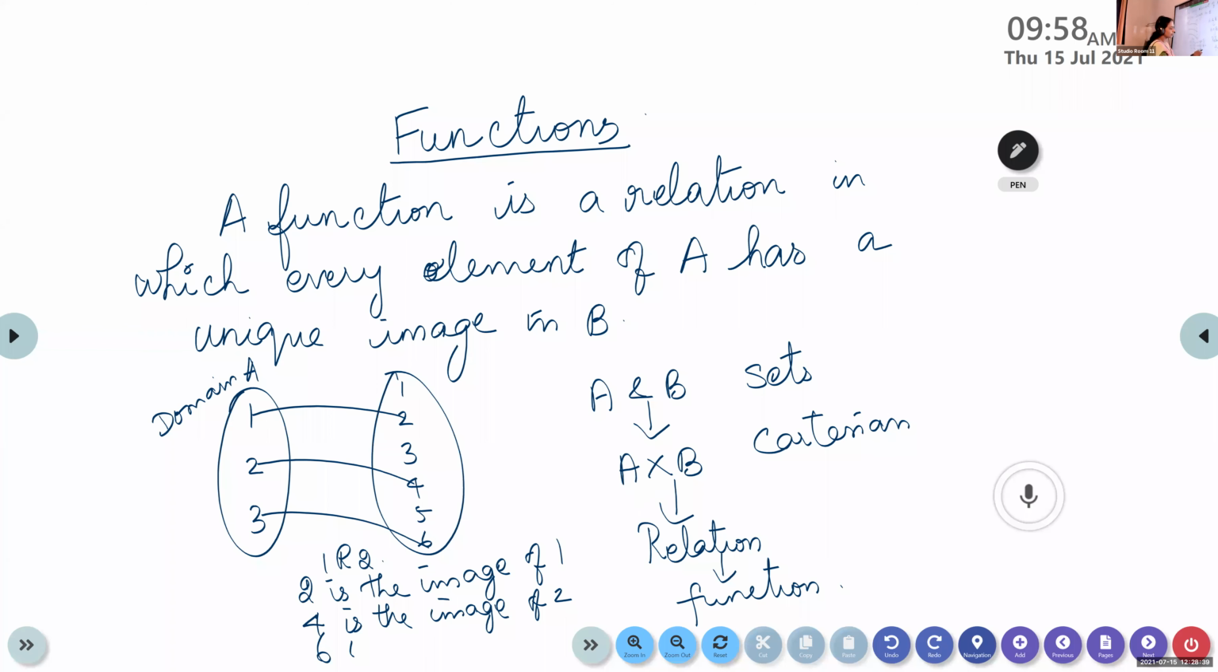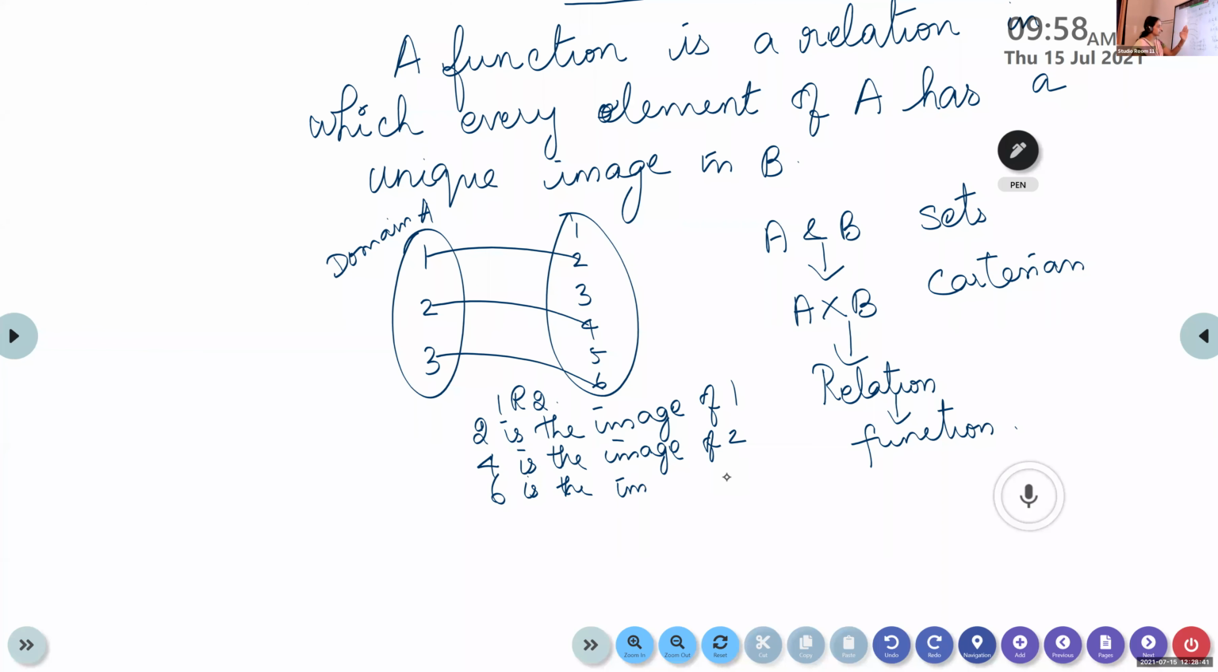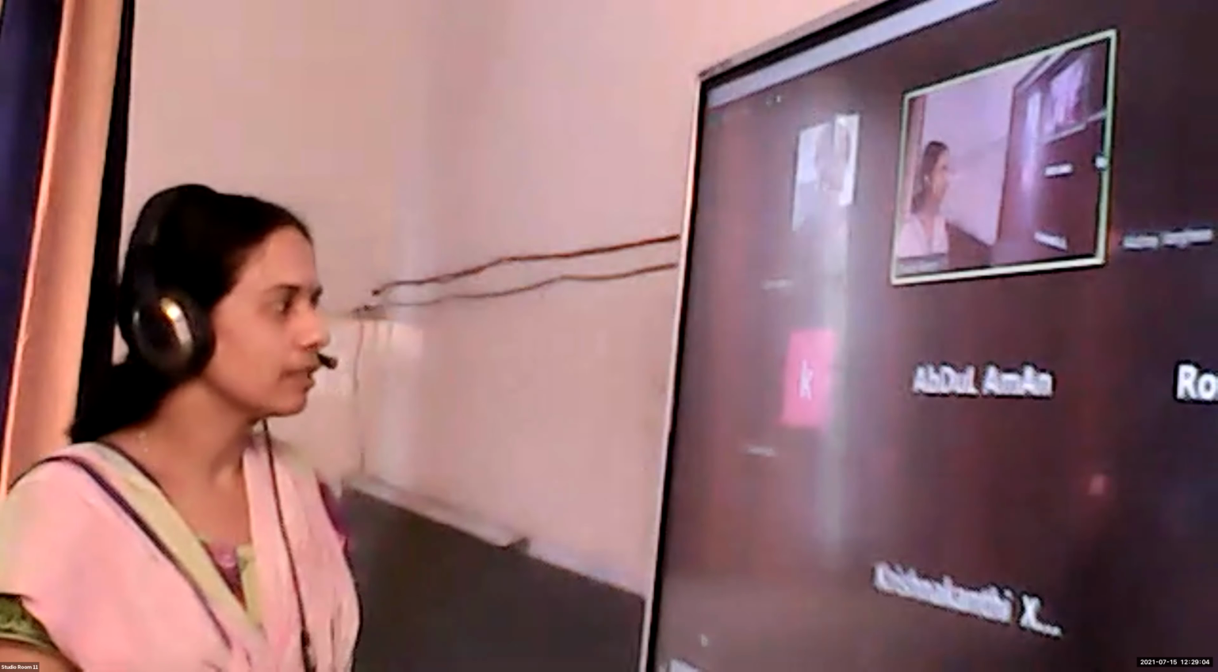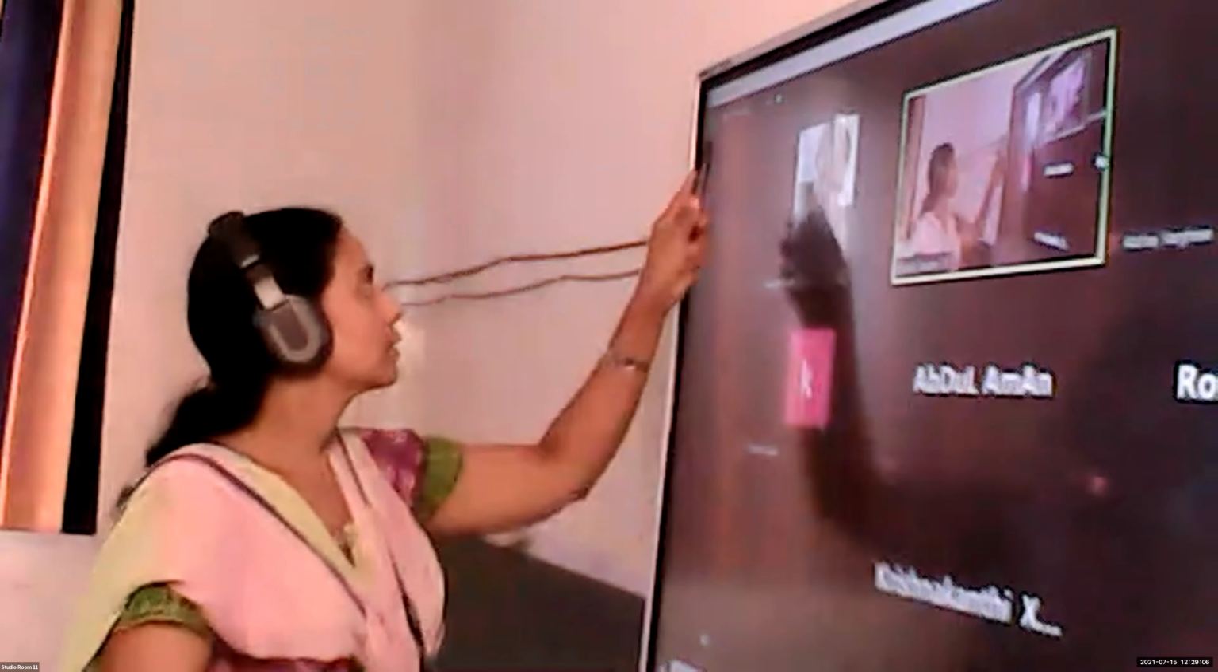Now look at here, whether every element in the domain has an image, and is it unique? Only one image should be present. If you take the element 1, it has only one image. If you take the element 2, it has a unique image. Therefore, we can say this relation is a function. Is it clear, children?